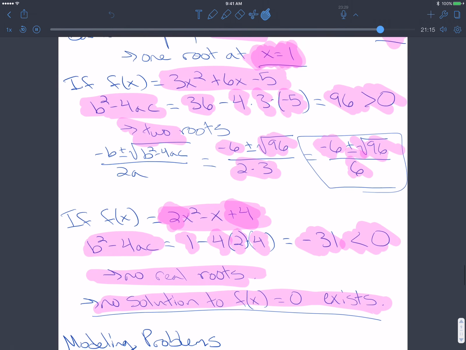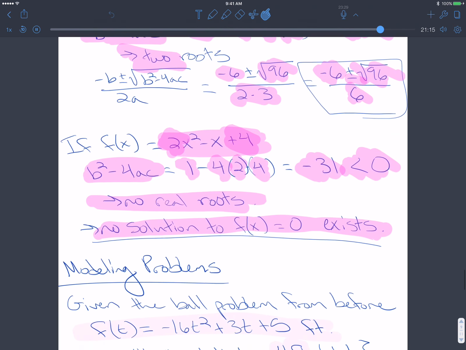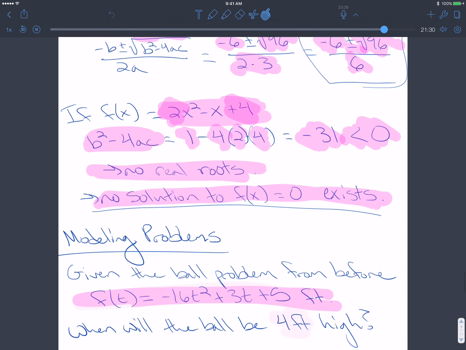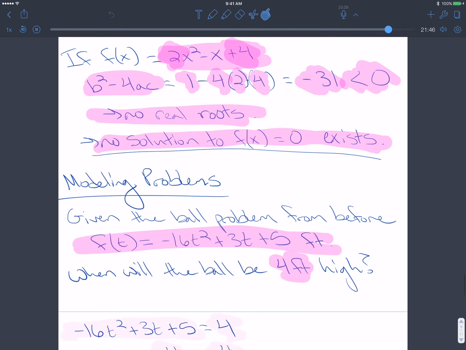Very last thing, a modeling problem. So if we use the same one that we had before for the ball, negative 16t squared plus 3t plus 5, when will the ball be 4 feet high? This is the whole goal, ultimately, for why we actually learn these things, so we can figure out when this is going to happen. So when is my function, negative 16t squared plus 3t plus 5, equal to 4?